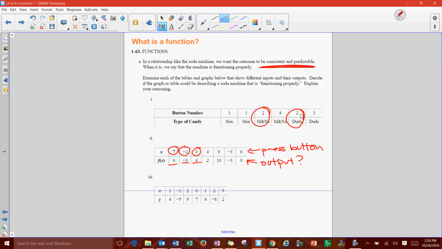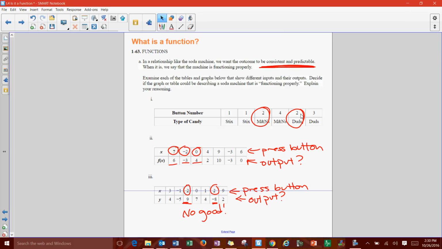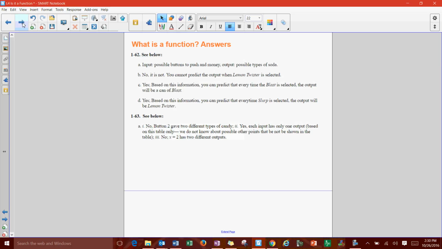But let's look at number 3, okay? When I press the button, am I getting consistent and predictable outputs? Let's look. What pops out to me is when I press button 2, sometimes I get a 9 and sometimes I get a -8. That's no good, right? That soda machine, or number machine, let's call it, is not functioning properly. All right, if you want to check your answers for some of the problems we just did, you can pause the video and look here.